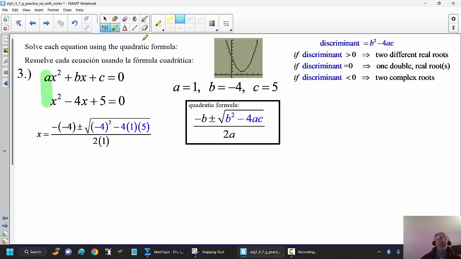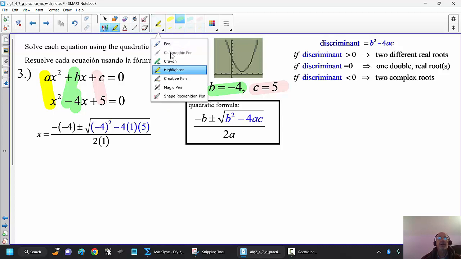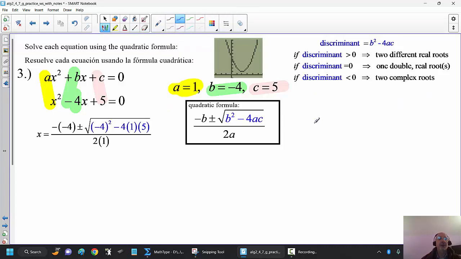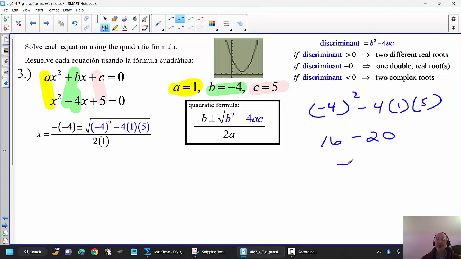Well, whoops. There's your A value. There's your B. And there's your C value. So, okay. Plugged all those numbers into the quadratic, and then here's the important part. I did not write over here the discriminant, so let's get that done. That's going to be negative 4 squared minus 4 times 1 times 5, because the A is 1 and the C was 5. So negative 4 squared is 16 minus 4 times 1 times 5 is 20. So you're going to get negative 4.